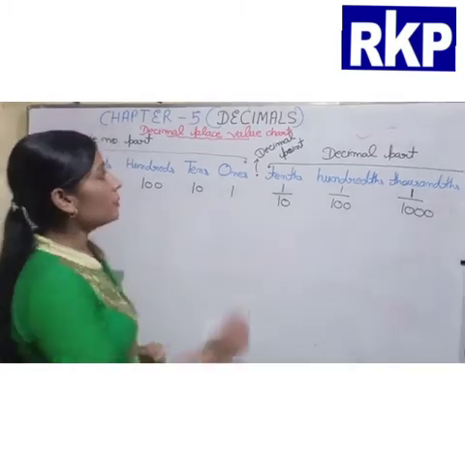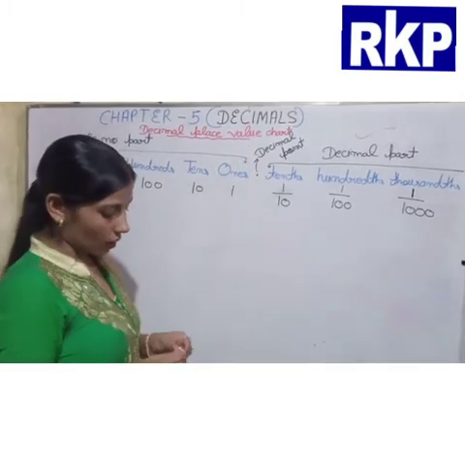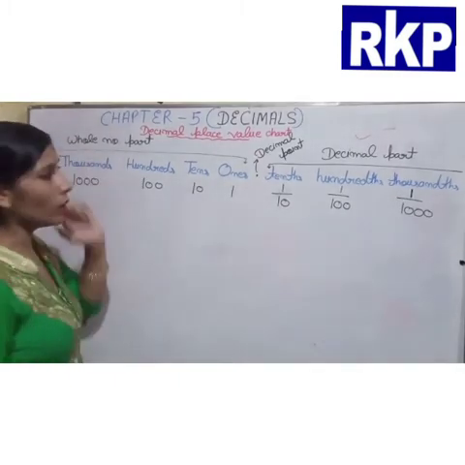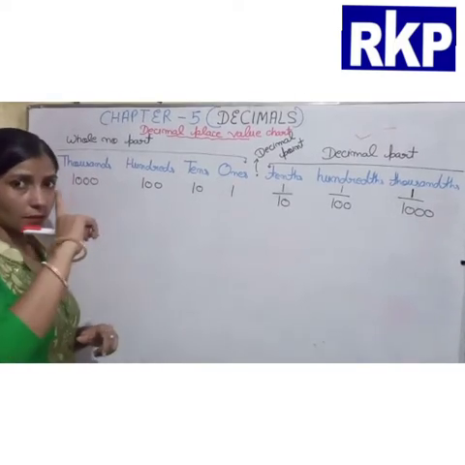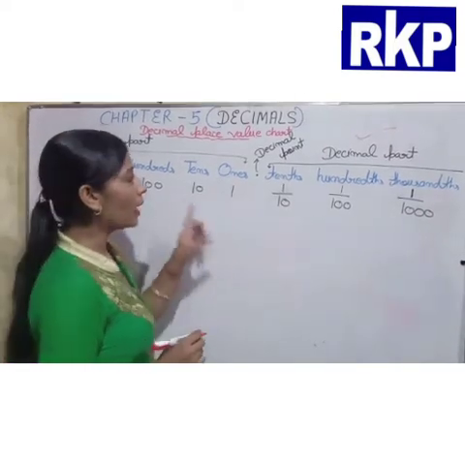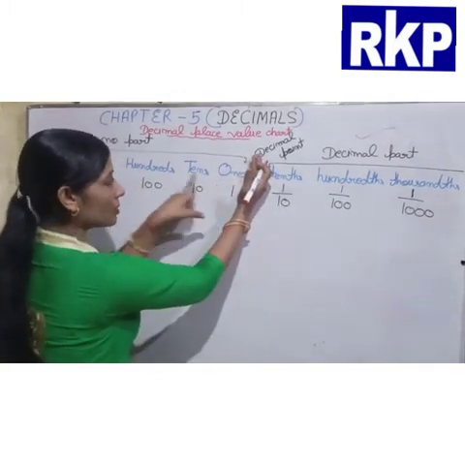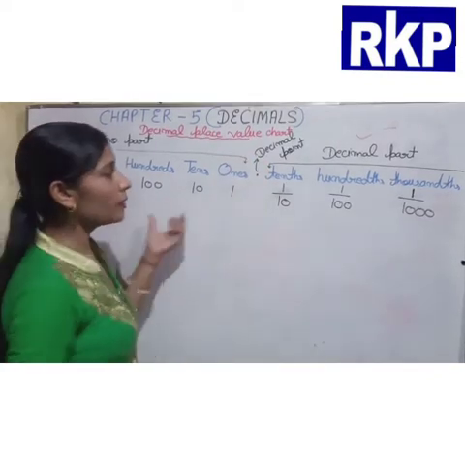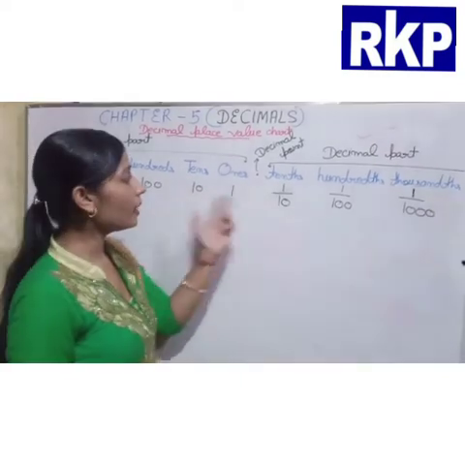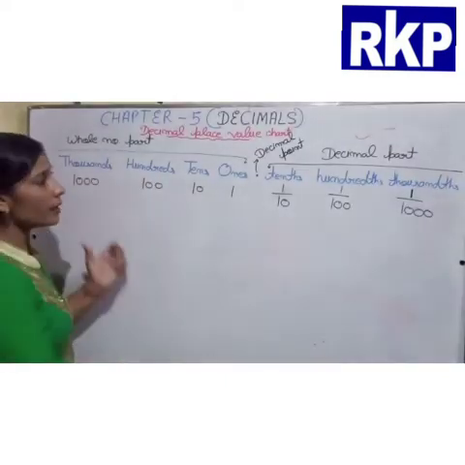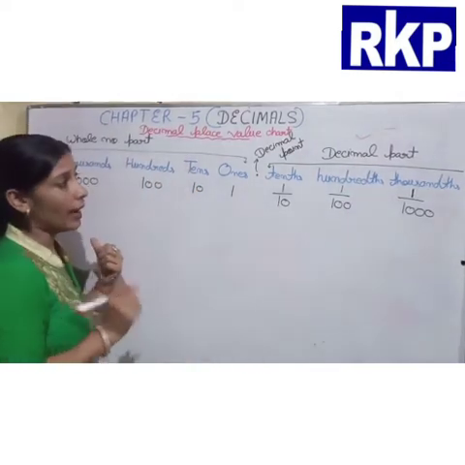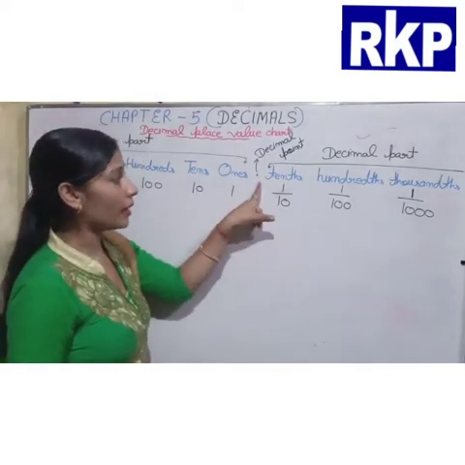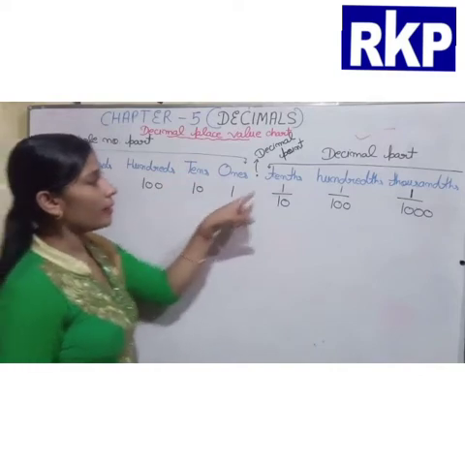Now students, let us see the decimal place value chart. We have already discussed the place value chart of whole numbers in previous chapters. In that place value chart, place values start from the ones place: ones, tens, hundreds, thousands, 10,000 and so on. But here, beta, we have two parts, the whole number part and the decimal part, and between these we have the decimal point. This decimal point separates the whole number part and the decimal part.